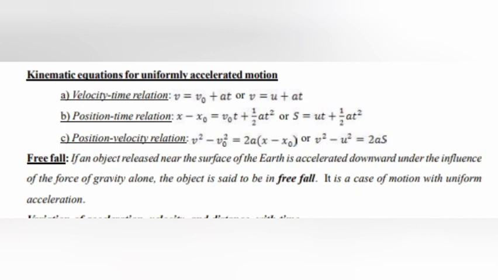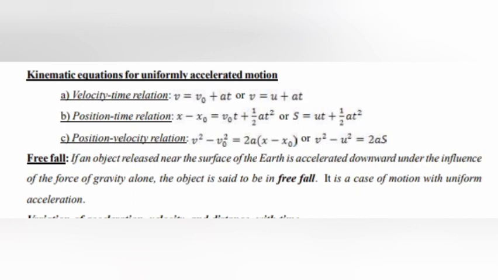A. Velocity time relation. v equals v0 plus at, or v equals u plus at. B. Position time relation. x minus x0 equals v0 t plus half a t square, or s equals u t plus half a t square. C. Position velocity relation. v square minus v0 square equals 2a into x minus x0, or v square minus u square equals 2as.